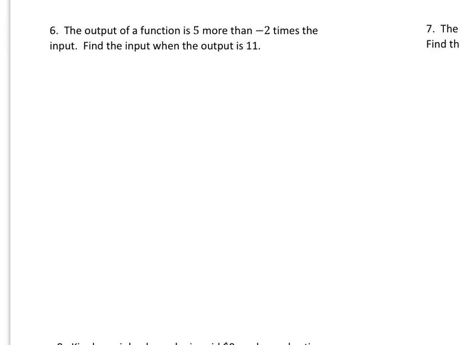Alright, so some word problems, like I said. So it says the output of a function is 5 more than negative 2 times the input. Okay, so we have output equals 5 more means we have to add 5, and then negative 2 times the input. Okay, but now we have to rewrite this in a good way. So output equals negative 2 times the input. 5 more than means you got to add 5 to it after.